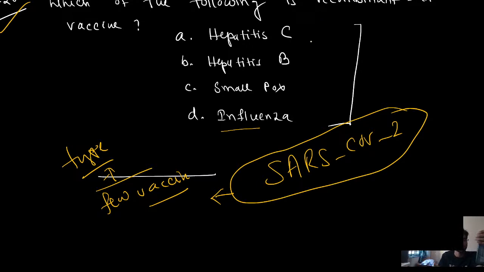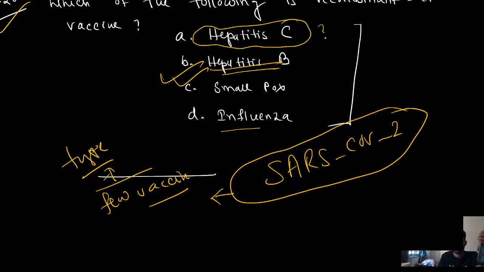Which of the following is a recombinant DNA vaccine? Can you please quickly tell me? Hepatitis B, C, smallpox, influenza. Which one? Yes, B. Yes, hepatitis B. Actually, there is no effective vaccine against hepatitis C. They are trying to prepare it. And there are a lot of vaccines against influenza A.